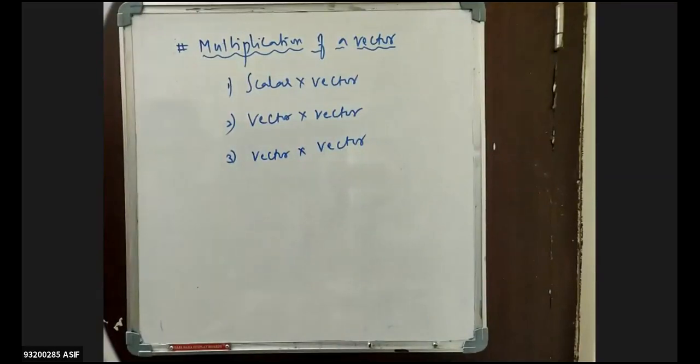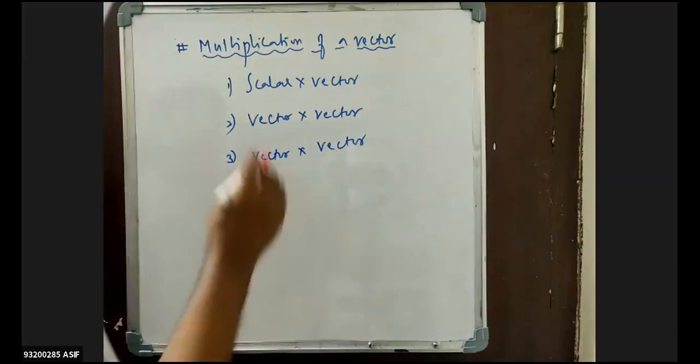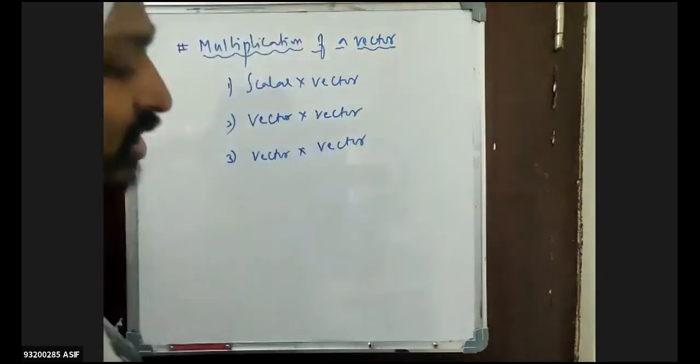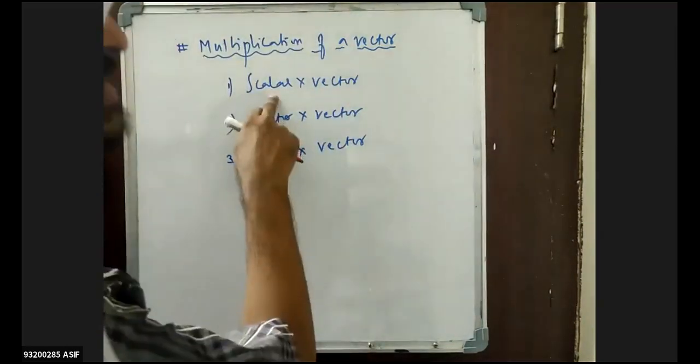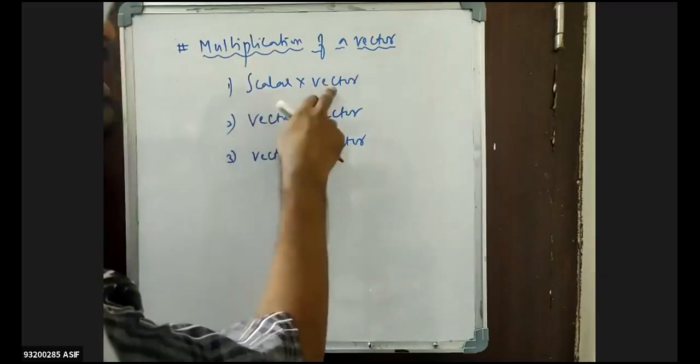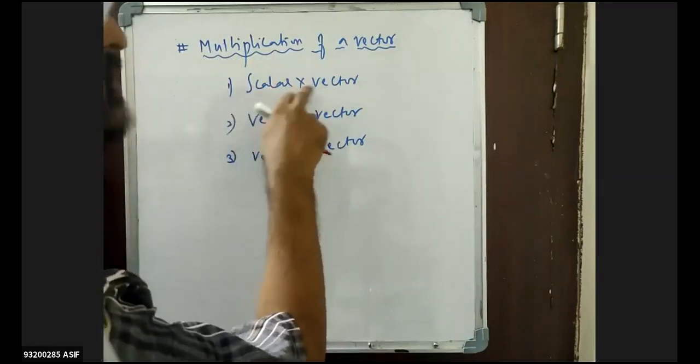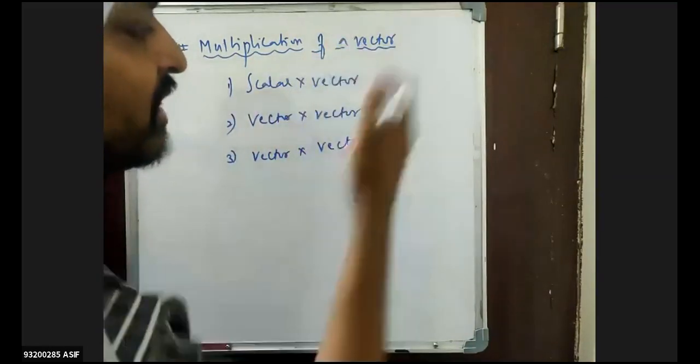The first one is nothing but a scalar multiplied by a vector. The second one is a vector multiplied by a vector, and the third one is a vector multiplied with a vector as well, with a different relation. That is our basic condition right now. Let's see here. The scalar is multiplied by a vector. What do you mean by that? A scalar is nothing but a number. A vector is nothing but a quantity with direction. When a scalar is multiplied with a vector, it will increase that many number of times.